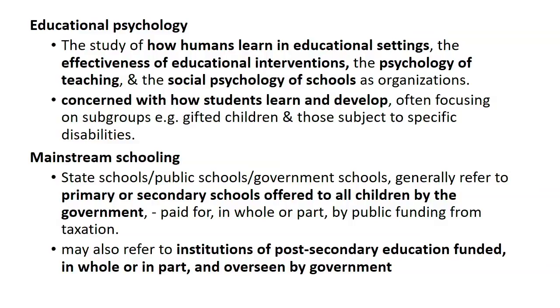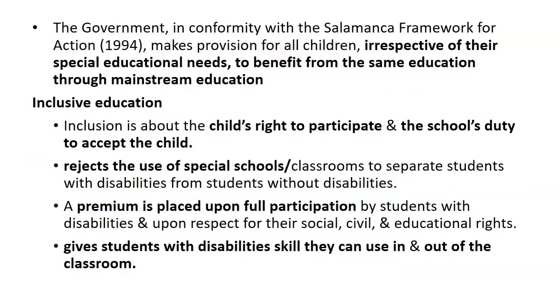Then the term mainstream schooling is very important. This refers to state schools or public schools, and it generally refers to primary or secondary schools offered to all children by the government, usually paid for in whole or part by public funding from taxation. But it may also refer to the institutions of post-secondary education funded in whole or in part and overseen by government.